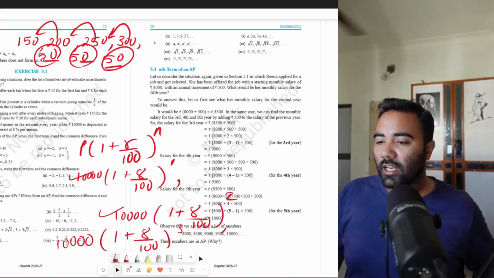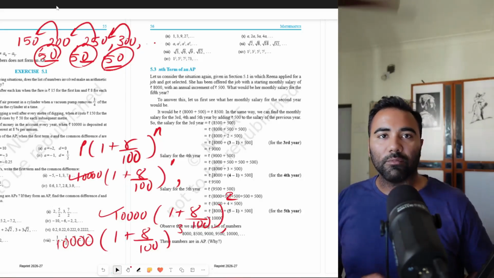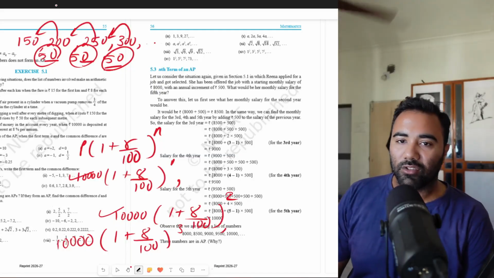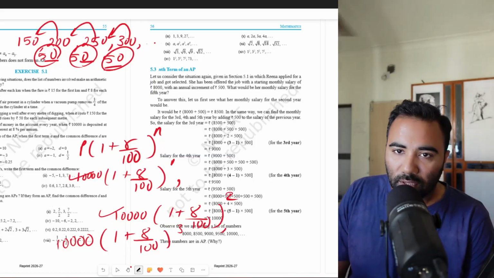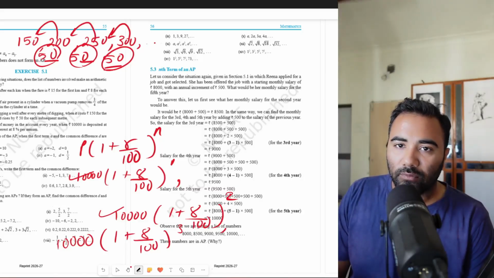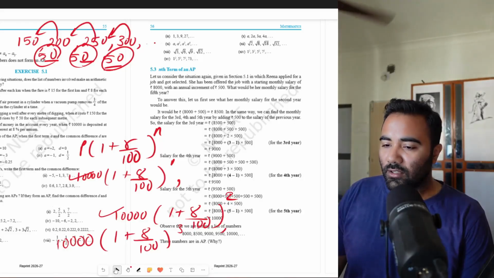So you calculate all these three terms and try to find the common difference. I don't think the common difference will be the same. So the last one is also not an AP. So only 2 of them were APs and 2 of them were not APs. I think we should move to the next questions.